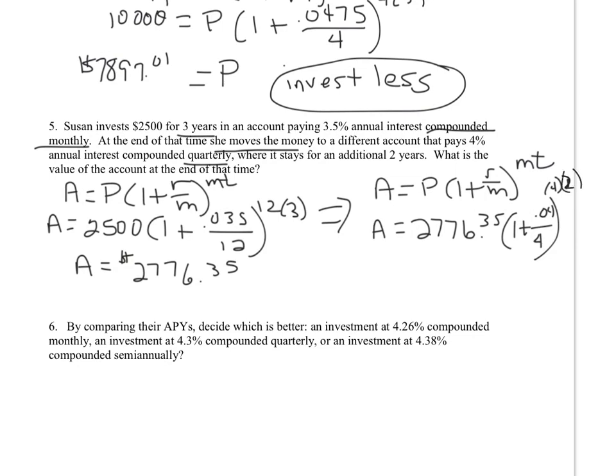So my M is 4 times my T is 2. There we go. Now I think you can see it. Put that in your calculator, and you should come up with $3,006.39.